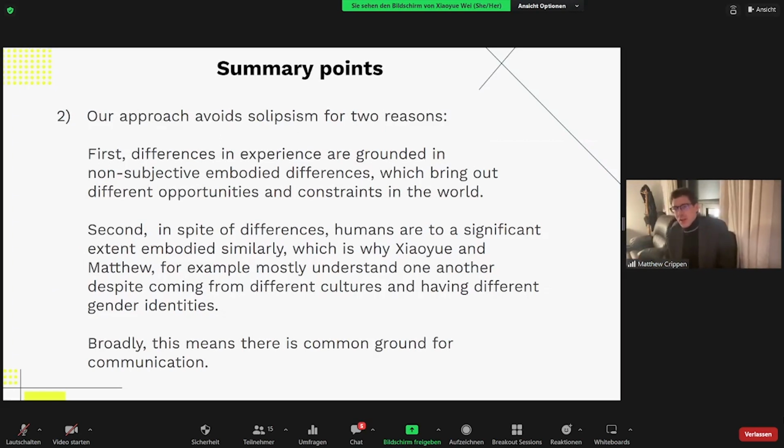So Xiaoyue and I have quite different ages, cultural upbringings, gender identities, etc. But we mostly understand one another and we're mostly embodied similarly. So we just want to point out that, broadly speaking, there is common ground for communication, and our approach emphasizes this too.